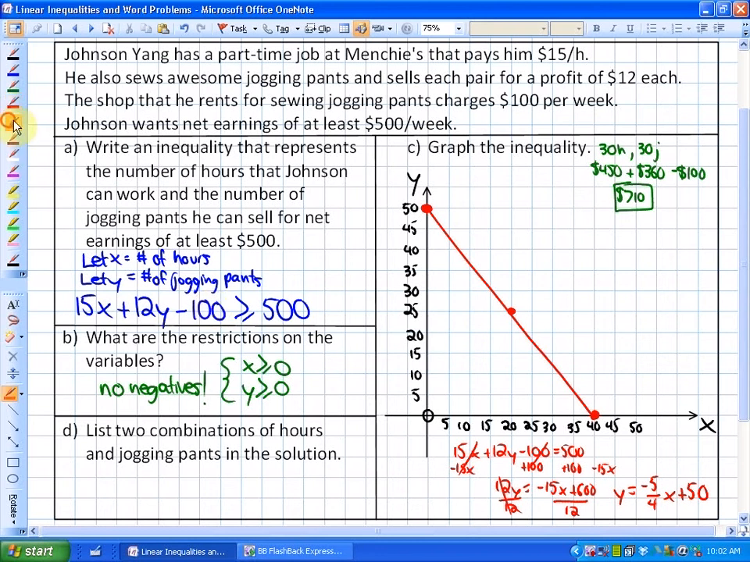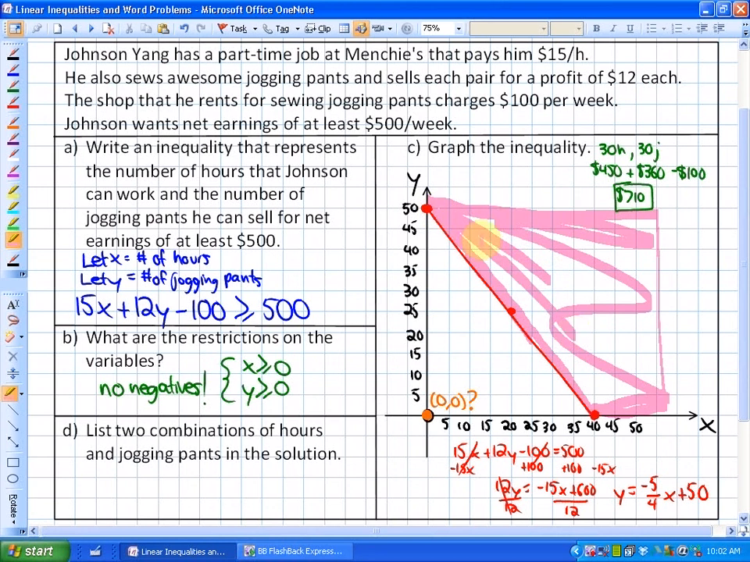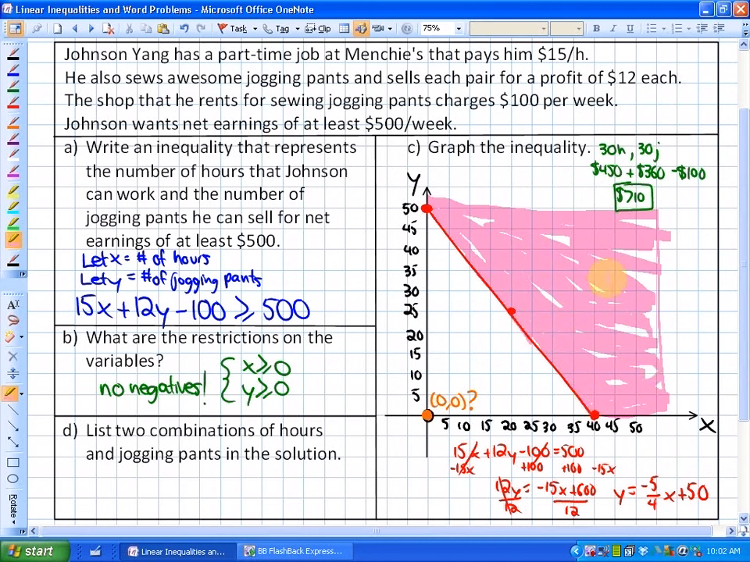As far as the combinations go, you could do a test point if you'd like to. You could test 0, 0, and ask yourself, would a combination of 0 hours and 0 jogging pants give you net earnings of greater than $500 per week? The answer to that's no, which means it's the opposite side of this boundary line, which makes sense. That's going to represent all the possible combinations of jogging pants and hours of work that he could make and work in order to have net earnings of at least $500. So this represents all of them.